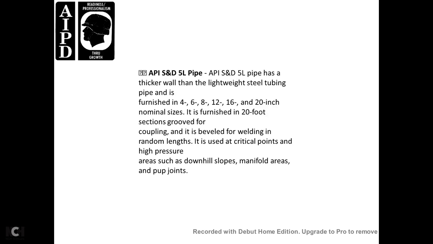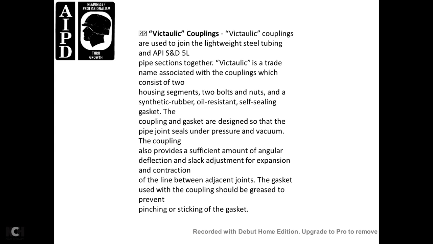API standard 5L pipe. API standard 5L pipe has a thicker wall than the lightweight steel tubing. The pipe is furnished in 4, 6, 8, 12, 16, and 20-inch nominal sizes. It is furnished in 20-foot sections grooved for couplings, or plain end for welding, in random lengths, with critical points for the high pressure areas such as downhill slopes, manifold areas, and pump joints.